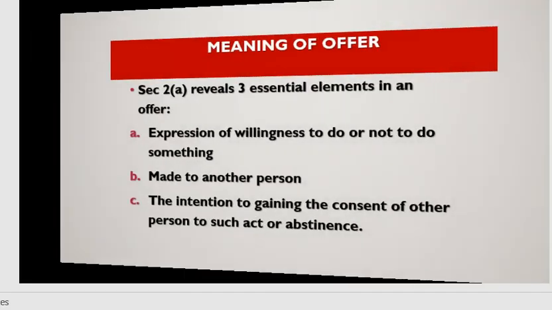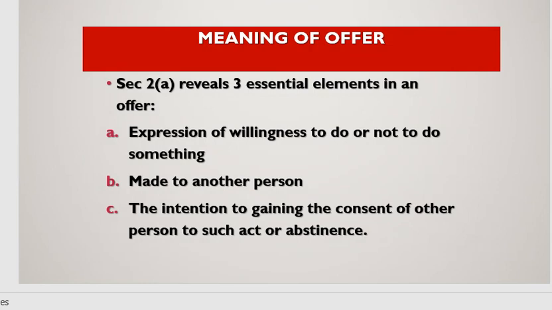For making the offer, there should be a minimum of two parties. One party cannot make the offer to himself. Section 2(a) shows three essential elements: expression of willingness to do something or not to do something, the offer is made to another party, and the intention is to get the consent of the other party to such act or abstinence.